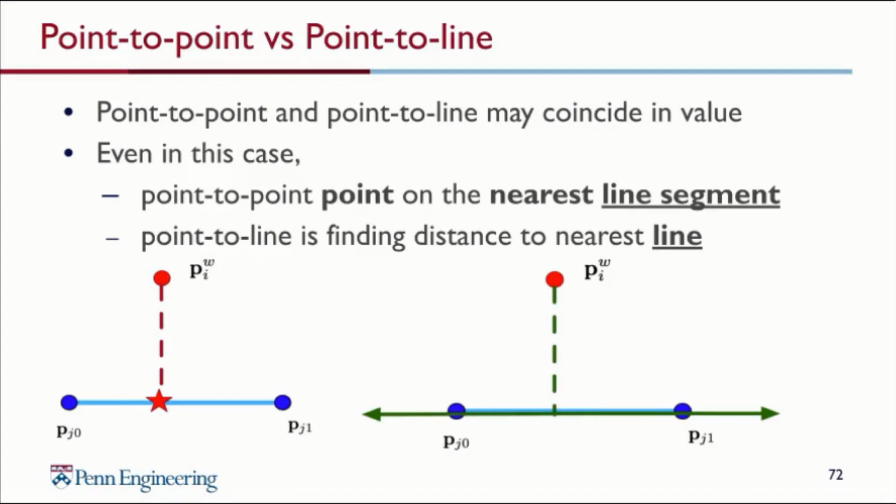And so there are certain cases when using the point-to-point metric and when using the point-to-line metric, the values may coincide, as seen here in the figures below. However, even in this case, the point-to-point metric projects onto a particular point on the nearest line segment, whereas the point-to-line is finding the distance to the nearest line.